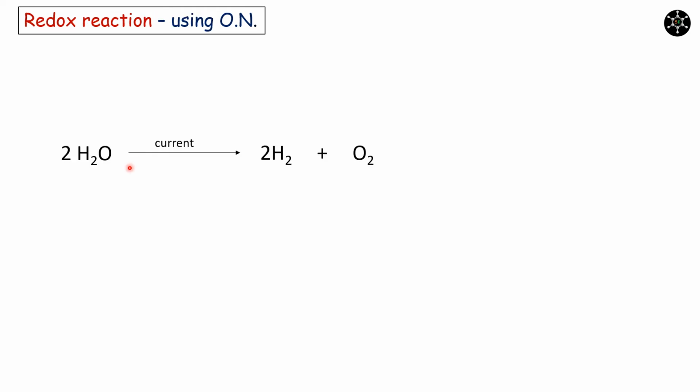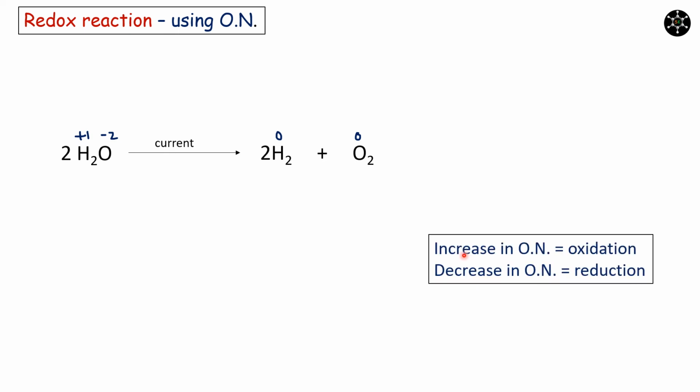Let us try to analyze the redox reaction using oxidation numbers. By referring to the chart, we can assign an oxidation number of +1 to each hydrogen in the water molecule. For this oxygen, -2. This hydrogen and oxygen are present in elemental form, so we should assign an oxidation state of 0 to both of these. Let us recall the definition of oxidation and reduction. Oxidation means increase in oxidation number. Reduction means decrease in oxidation number.